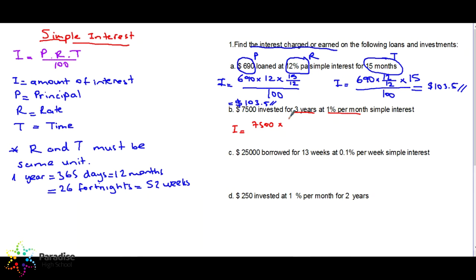Let's convert the rate of month into the time unit, years. If you have 1% interest per month, in 1 year what would be your interest rate? 1% per month, and there are 12 months. So in 1 year, your interest rate will be 1 times 12, times 3 years, divided by 100. Let me do the calculation here: 7,500 times 36 divided by 100. That makes $2,700. Well, that's good money. So that's the answer.